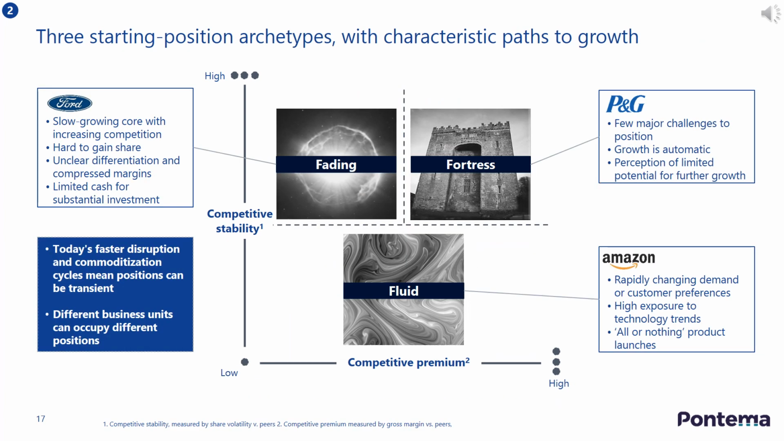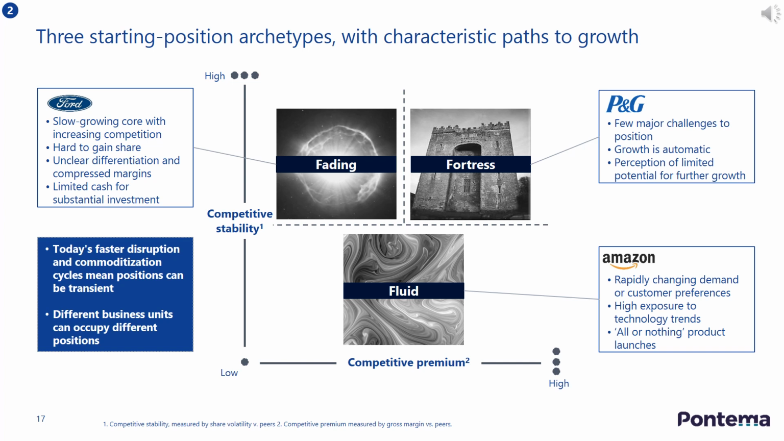Now let's look at three starting position archetypes, each with a distinct path to value-creating growth. Firstly, the fortress archetype. Value-creating growers with this profile, like Procter & Gamble, typically reinvest some growth capital to reinforce their core premium, then project that advantage into close-to-home adjacencies. They look just beyond a stable core to exploit their advantage.